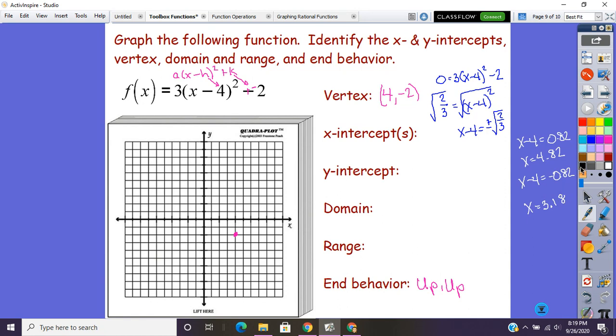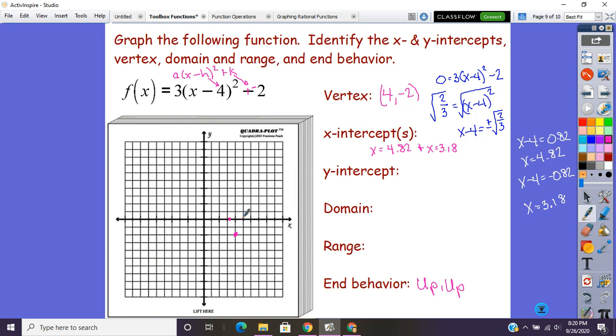Those are our x-intercepts. I'm going to write that right here. Actually, let's pick the same color. I'm going to write it underneath since I kind of don't have enough space. So 4.82 and 3.18. If I were to estimate, 3.18 would probably be right here.